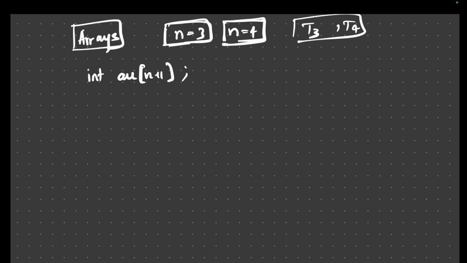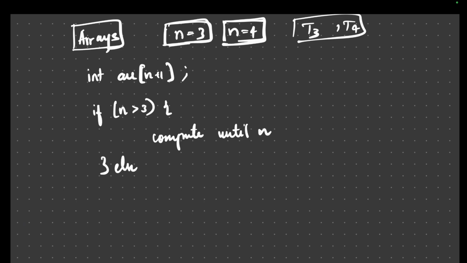And I straightforwardly know that n should be greater than or equal to 3. If it is less than 3, I'll return some value. Let's handle that base condition somewhere else. So if n is greater than 3, check if n is greater than 3, compute until n. Else if it is less than 3, return the value, right?